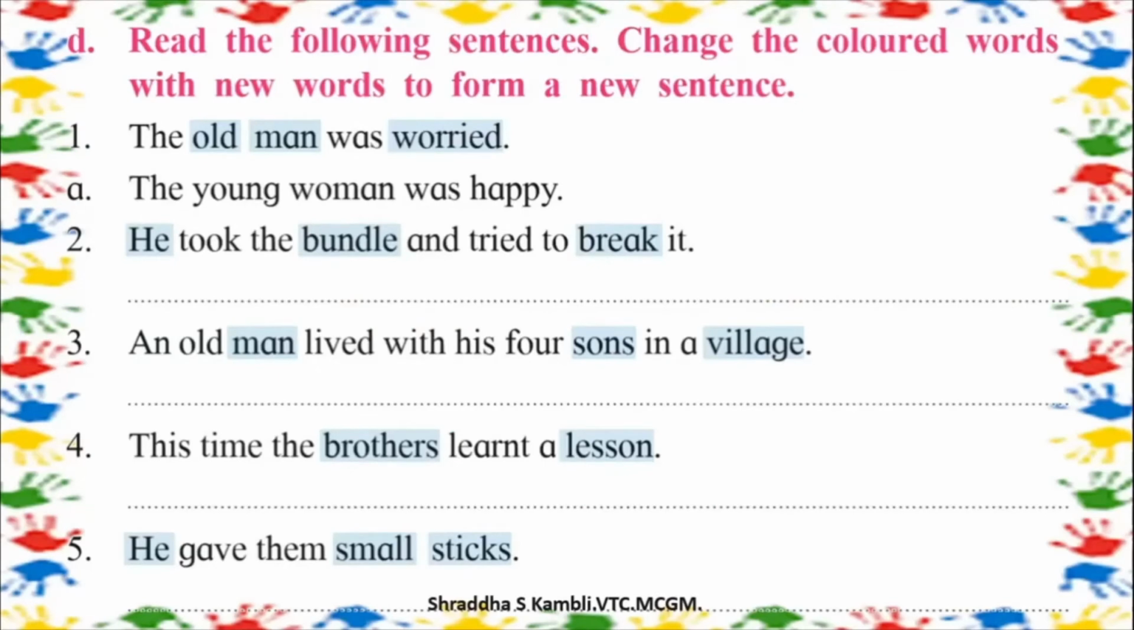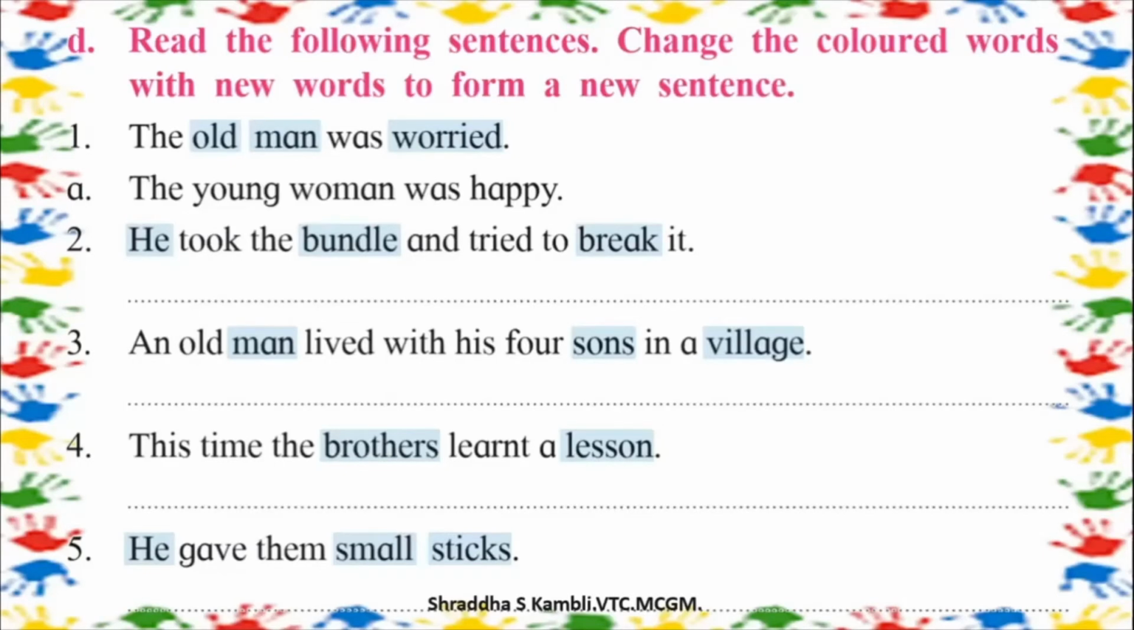Coming to the next exercise here, you have to read the sentences and change the colored words with new words to form a new sentence. So the old man was worried. So see, the old man and worried. These 3 words were colored. They changed the old to young, man to woman, and worried to happy. So let us try to solve the other 4 examples here.